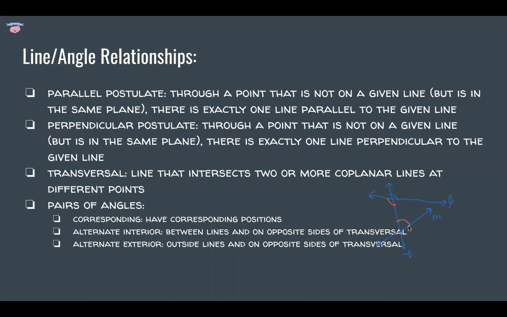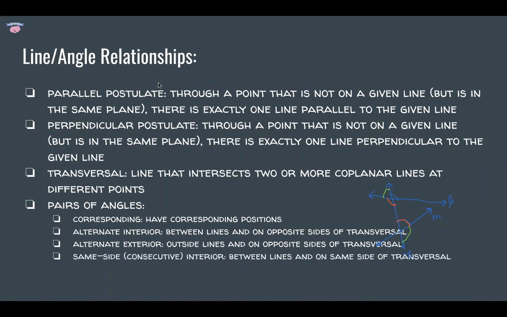This angle is outside the lines. It's on the outside and it's on opposite sides. So this is on the right side, the alternate exterior should be on the left side. So these two angles are alternate exterior. They're on opposite sides of the transversal and they're outside the lines.